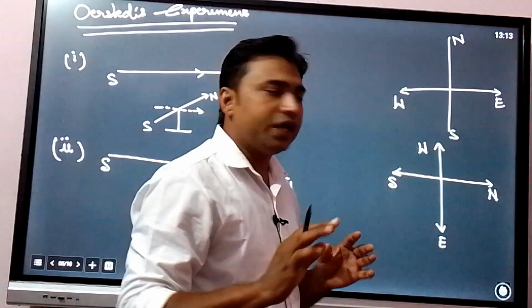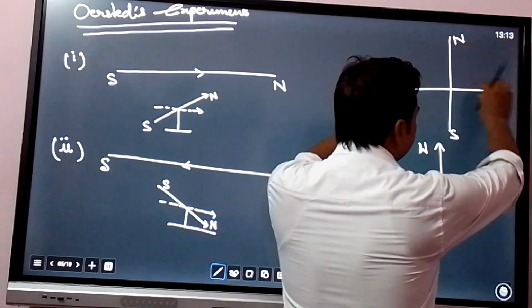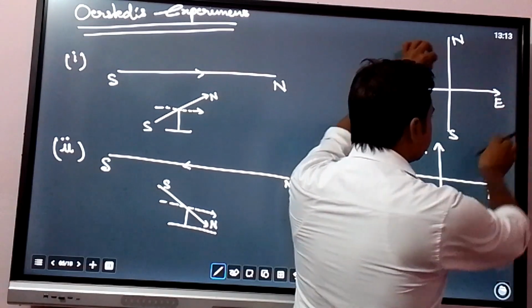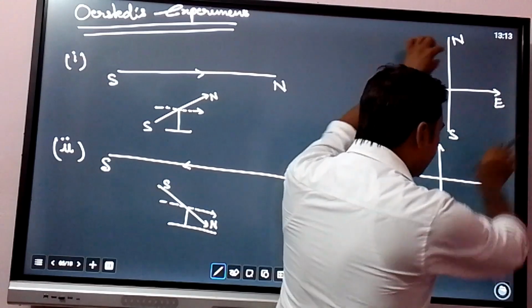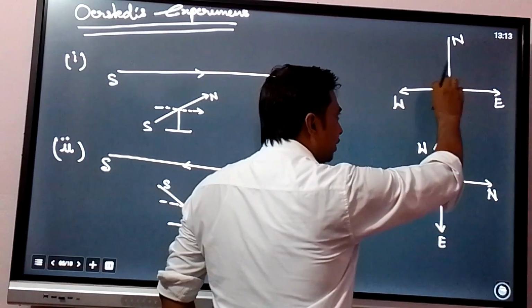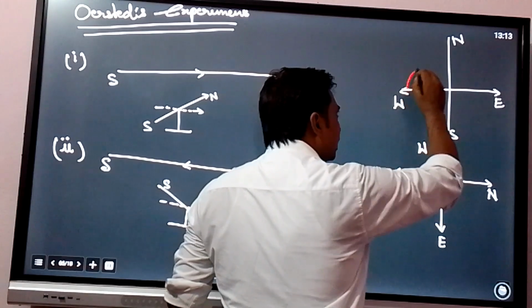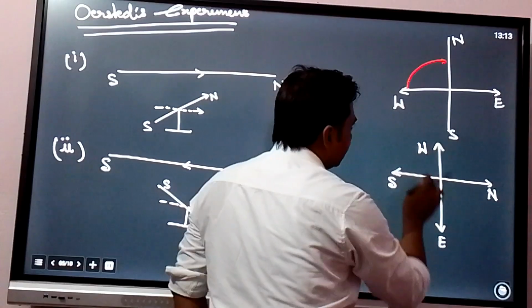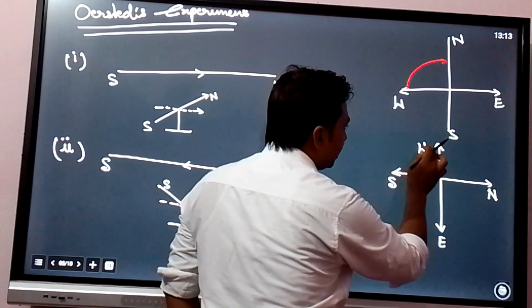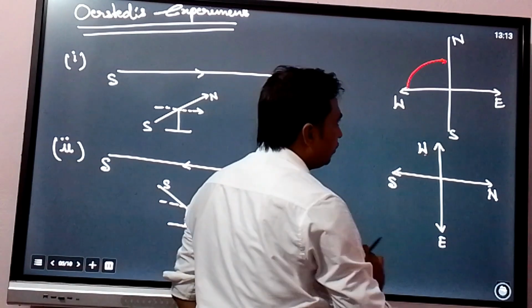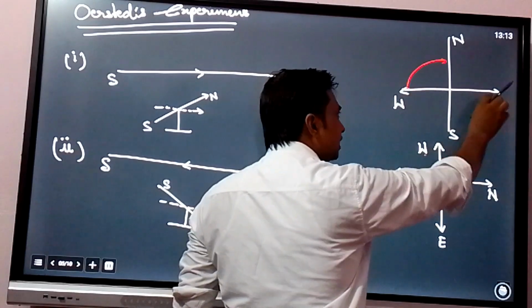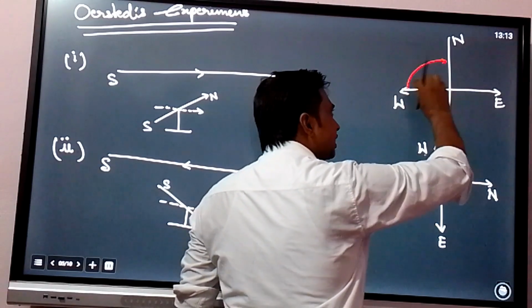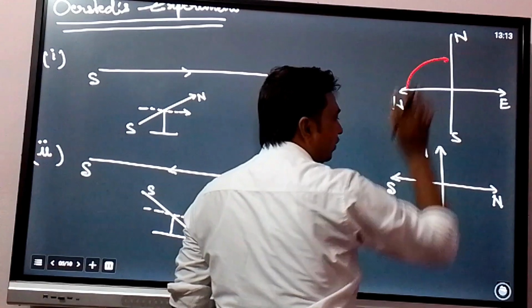What I am going to do is rotate this horizontal line and make it vertical. I am going to rotate it clockwise. So this line will come to here, and it will become this way. Means the west direction will be in the upward direction and the east will be in the downward direction. I have rotated this horizontal line in clockwise direction and made it vertical.